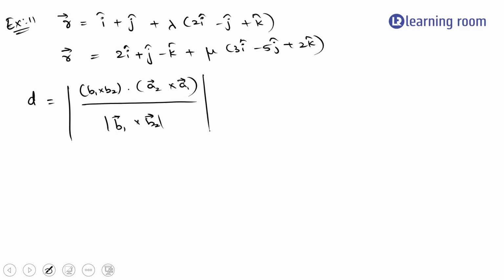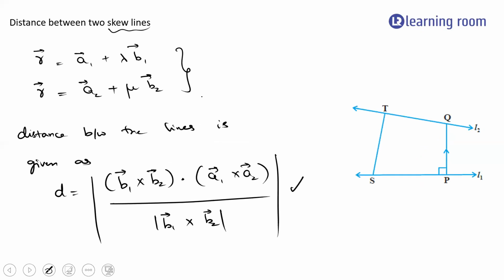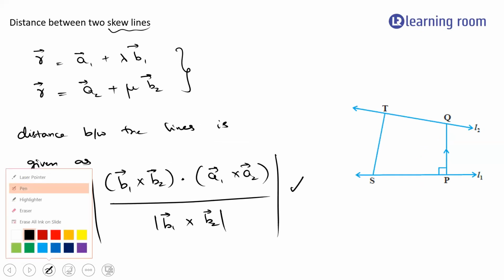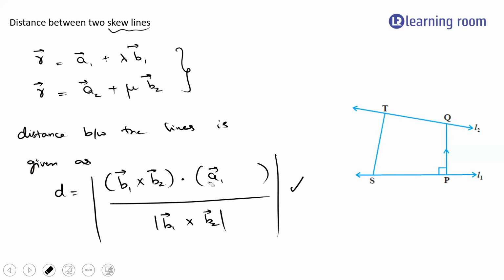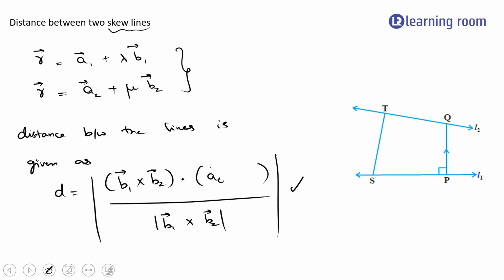Sorry, here it is A2 vector minus A1 vector. There is a mistake, I think. Please correct it. This is A2 vector minus A1 vector.